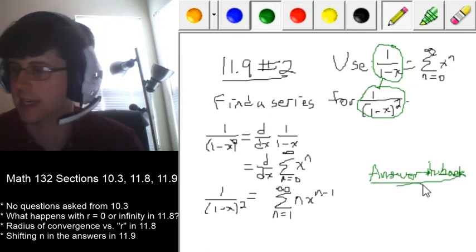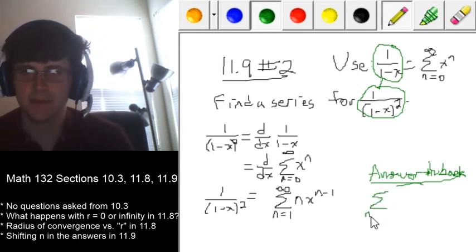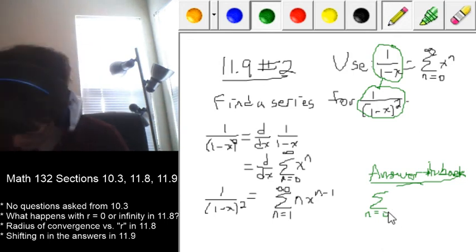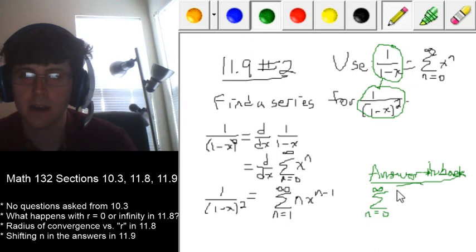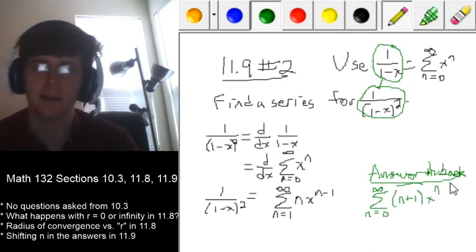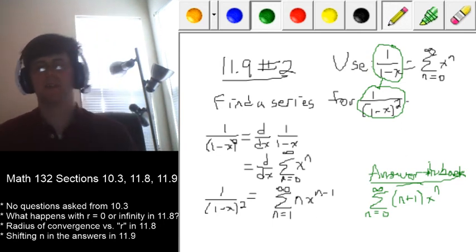Okay, the answer in the back. The answer in the back is the sum from n equals 0 to infinity of n plus 1 x to the n. Okay, so we've got our answer and the answer in the back.